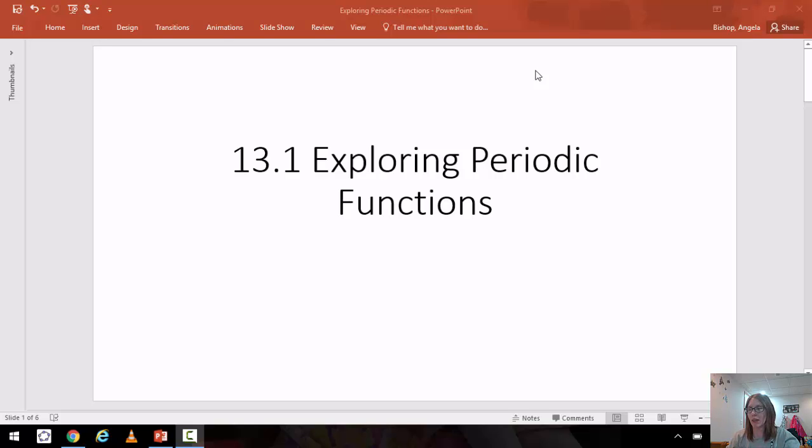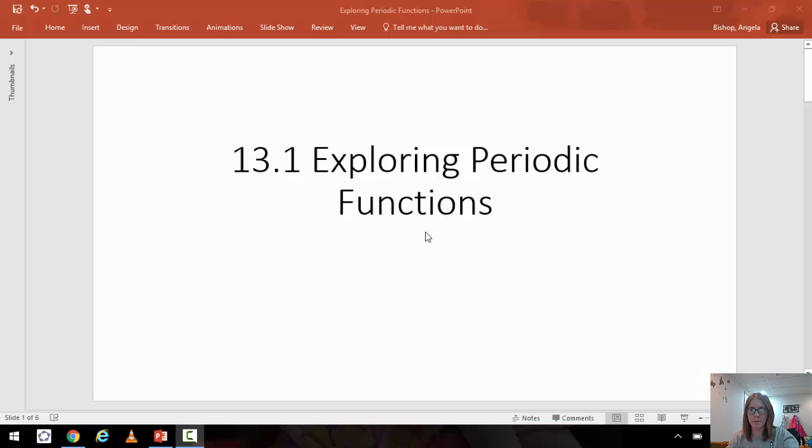Starting our new unit here. In chapter 13, we're looking at trigonometric functions. And in this first section, 13.1, we are exploring periodic functions. We're going to find some vocabulary that goes along with periodic functions and figure out really what a periodic function means, what it means to be periodic.